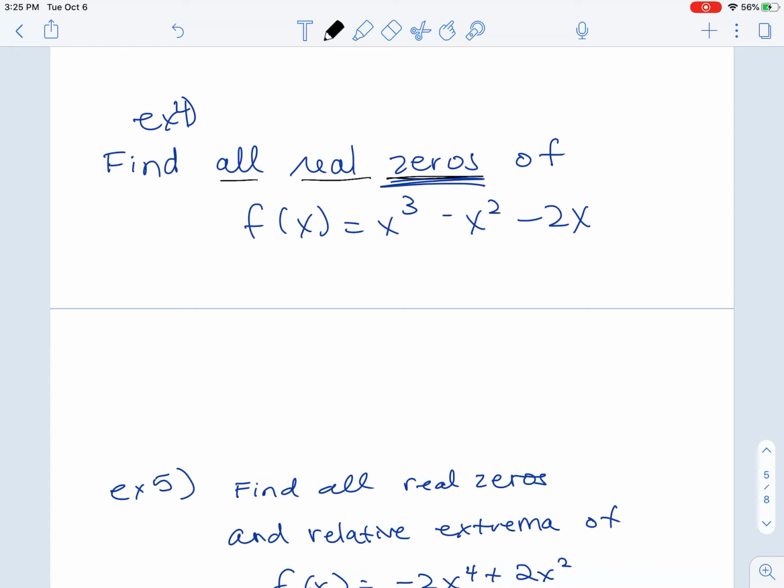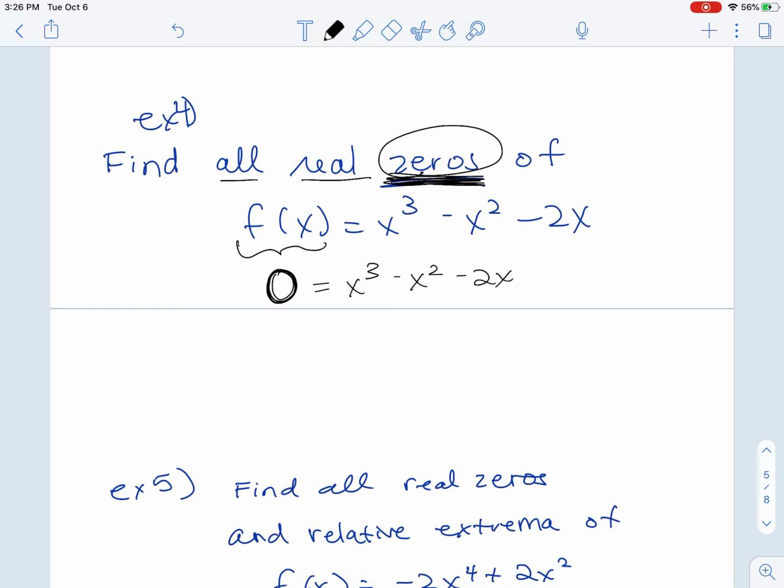So let's use that. If we were to find all the zeros of f of x equals x cubed minus x squared minus 2x, here's how to do that. To find the zero means you have to set it equal to 0. So instead of f of x, we want to know where it crosses the x-axis at 0, or the value of y equals 0. So we say 0 equals x cubed minus x squared minus 2x, and now we're just solving.